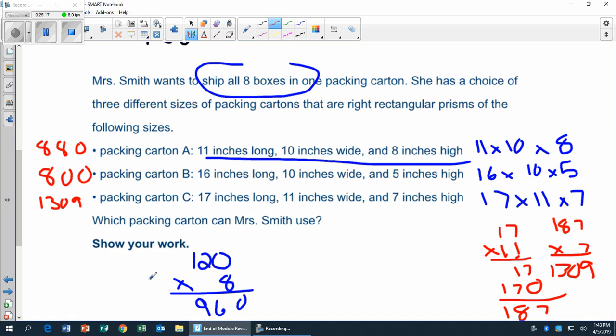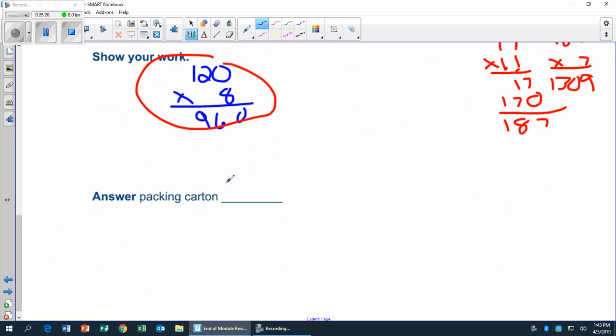And when we have that, we see that we need 960. It won't fit in some of these. It won't fit in this one or this one, so the answer has to be C. That's the packing carton that they will use.